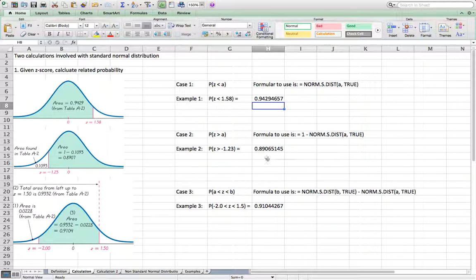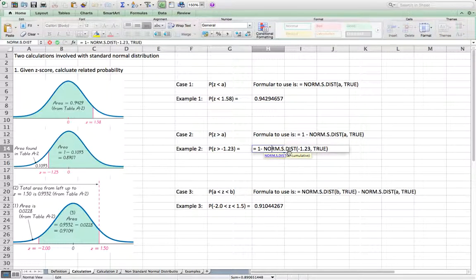Again, TRUE is cumulative. So for this particular example, the probability of z greater than negative 1.23, you will use the formula like this: 1 minus NORM.S.DIST(-1.23, TRUE).